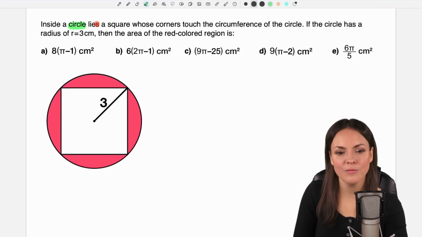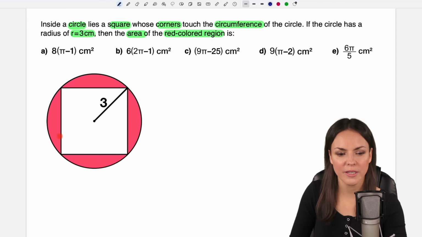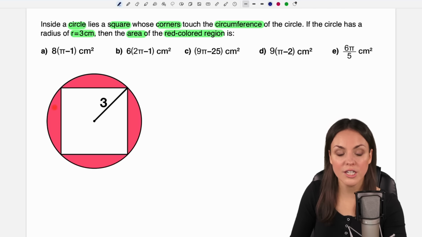Inside a circle lies a square whose corners touch the circumference of the circle. If the circle has a radius of r equals 3 centimeters, then the area of the red-colored region is A, B, C, D, or E. We have our circle here, and inside of this circle we have this square, and we have to find the area of this red-colored region here.